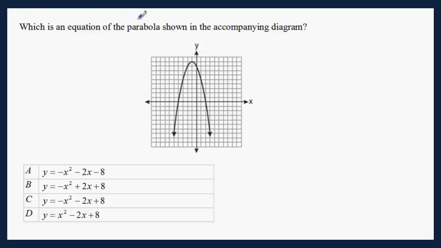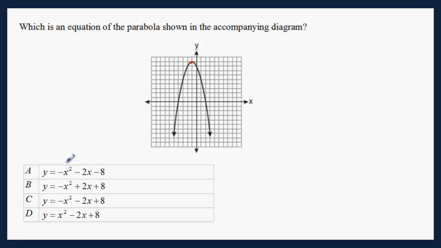Which is an equation of the parabola shown in the companion diagram? Those are the 4 choices here. Before you pick a choice or try to eliminate some, the first thing you should think about is that this parabola opens downward. There is a maximum. When you have a parabola with a maximum point, the coefficient, the number beside x squared, must be a negative number. It cannot be a positive number.